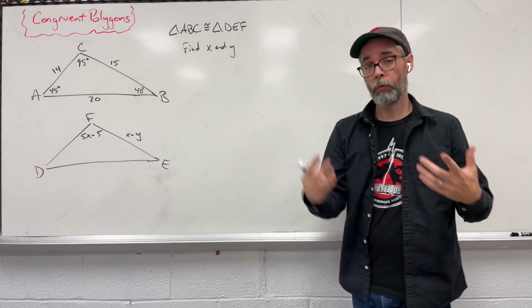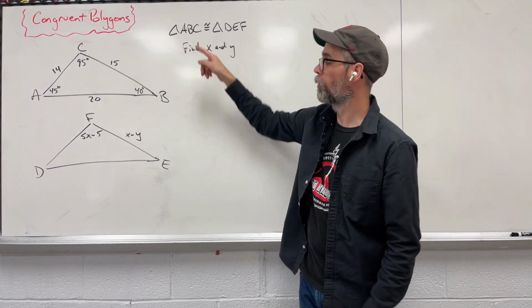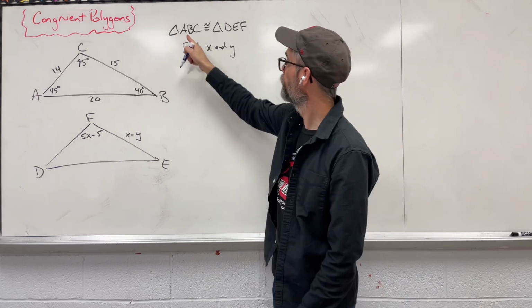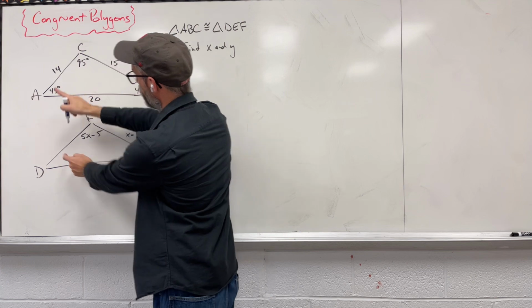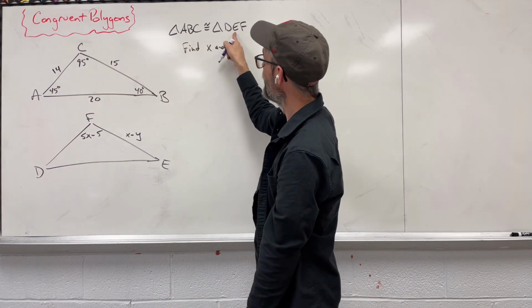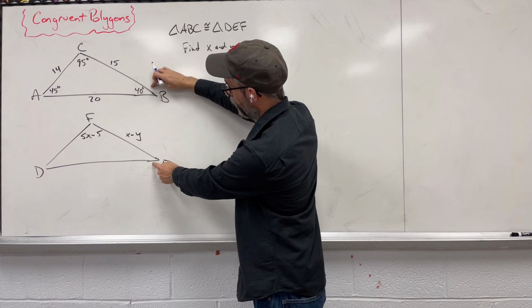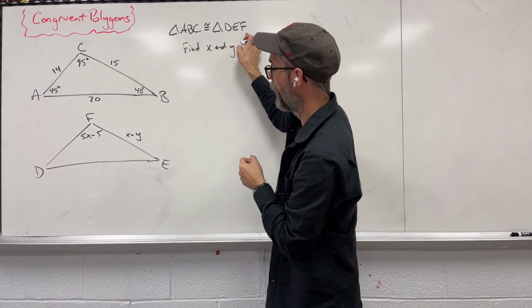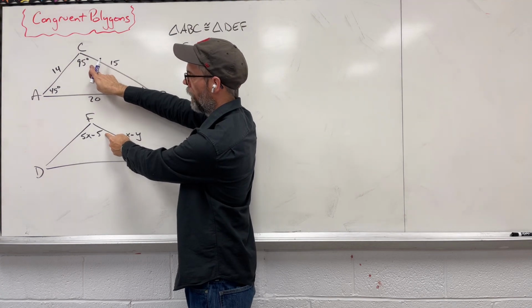So when we're dealing with congruent polygons, we want to make sure that our angles match up with certain angles. So if I say A and D are the same, cool. Both these angles are 45. B and E are the same. Both these angles are 40. And then C and F, these are both the same, 95 and 95.